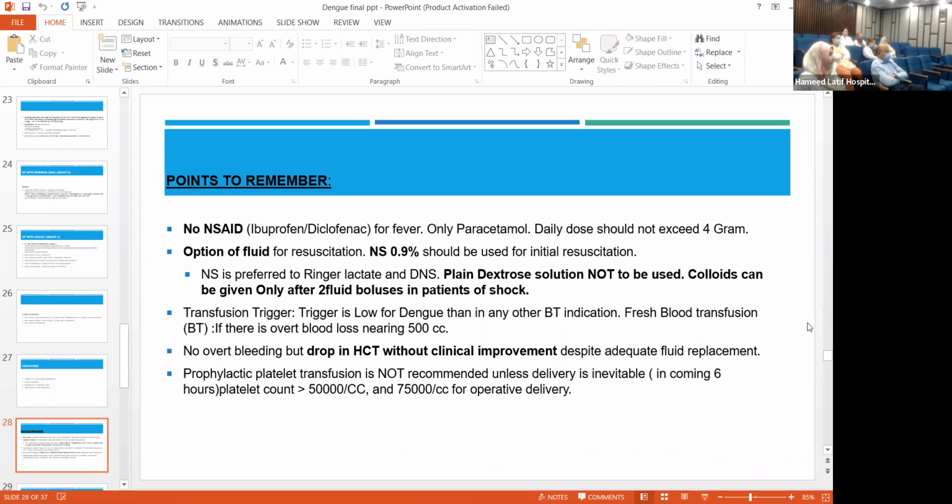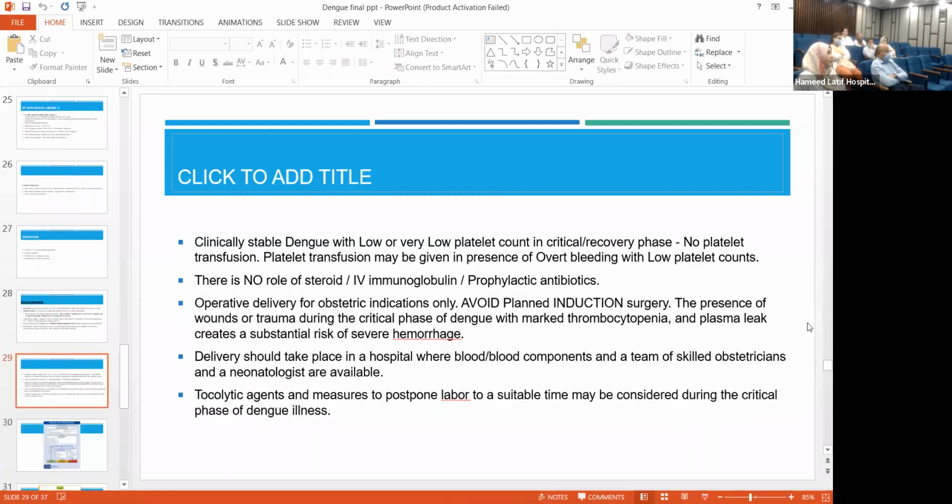For transfusion, we should be ready and prepared all the time. Prophylactic platelet transfusion is not recommended unless delivery is inevitable in 6 hours because of the platelet half-life. As I mentioned, the platelet count should be more than 50,000 for SPD and 75,000 for operative delivery. In clinically stable dengue with low platelet count, no platelet transfusion should be done, and there is no role of steroids, IV immunoglobulins, or prophylactic antibiotics whatsoever in this case.